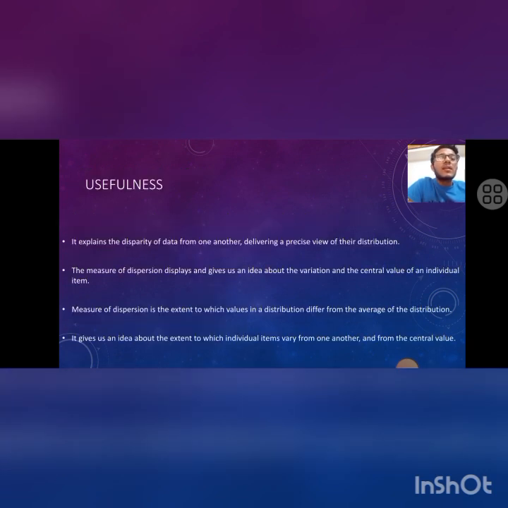What is the usefulness of measure of dispersion? It explains the disparity of data from one another, delivering a precise view of their distribution. The measure of dispersion gives us an idea about the variation between the central value and an individual item. It is the extent to which values in a distribution differ from the average of the distribution. It gives an idea about the extent to which individual items vary from one another and from the central value.